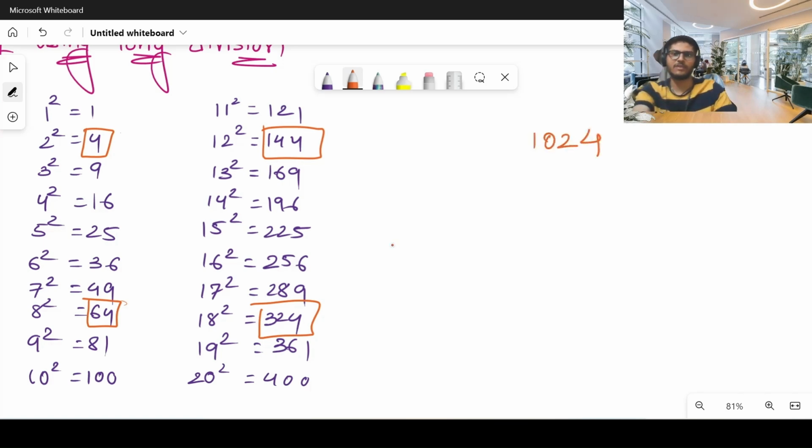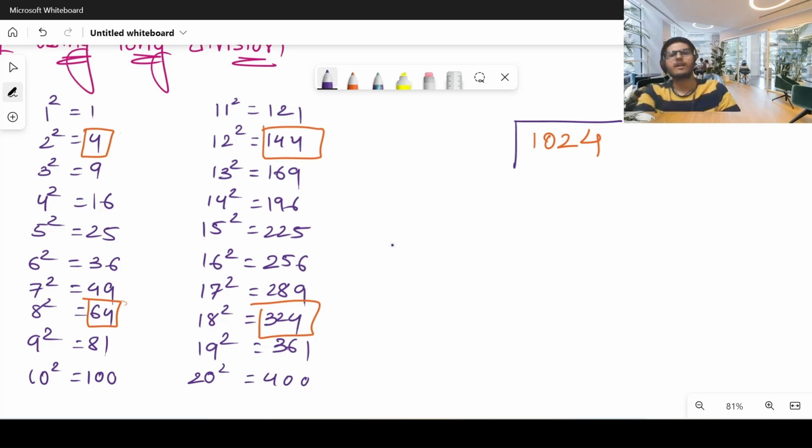Okay, now let me write 1024. Whenever we are finding the square root of a number by using a long division method, the number itself becomes the dividend. So here 1024 is the dividend. We don't know the divisor, we don't know the quotient. Whatever quotient is going to come, that is going to be the answer, the square root of 1024, because in the end the remainder should be 0. So that is one thing you have to keep in your mind.